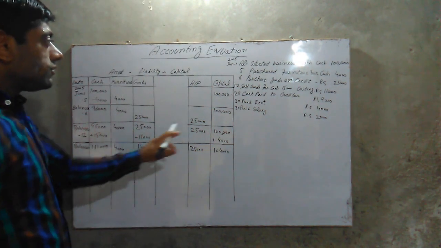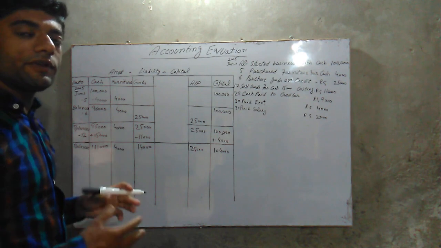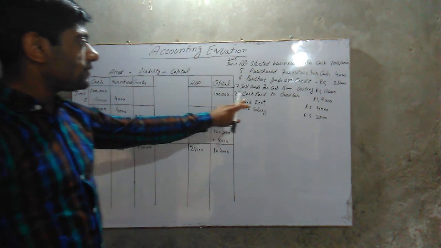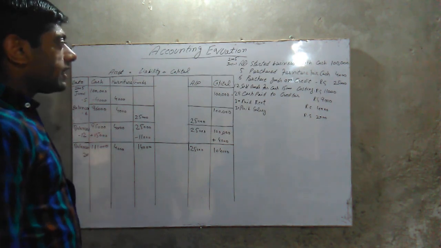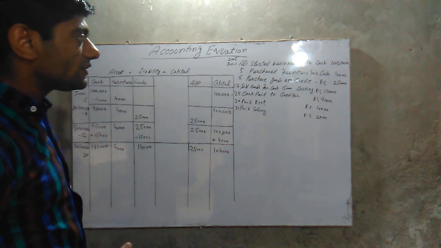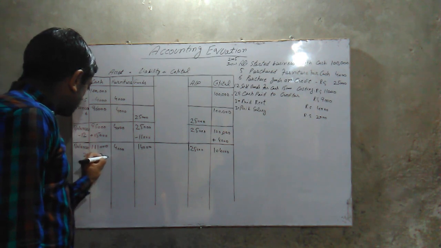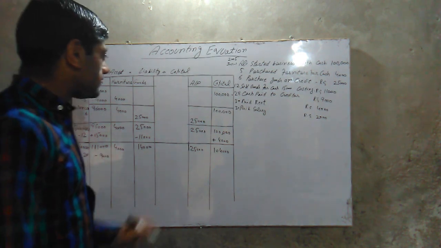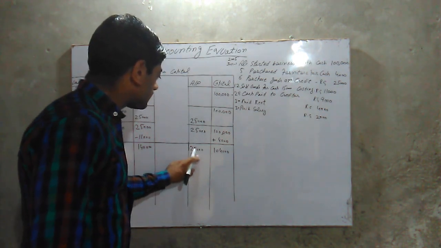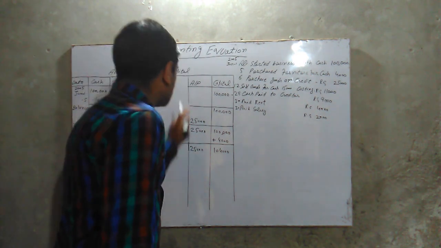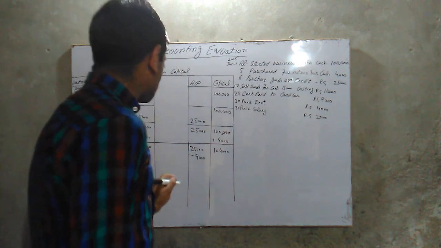So the next one is 28 June. Cash paid to creditor. When we pay cash, cash decreases; cash is our asset, so it is a decrease, minus 9,000. And paid to creditor, so our liability also decreases. It is accounts payable. AP stands for accounts payable. Minus.